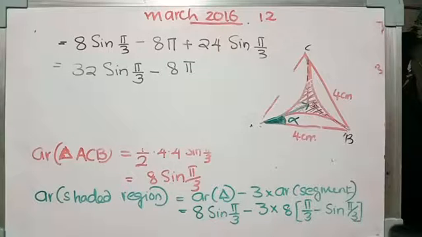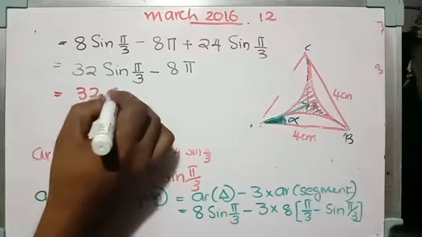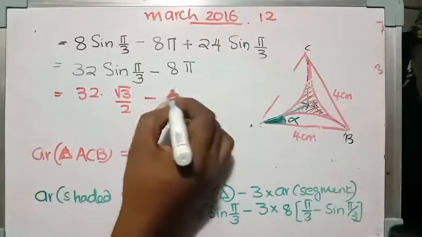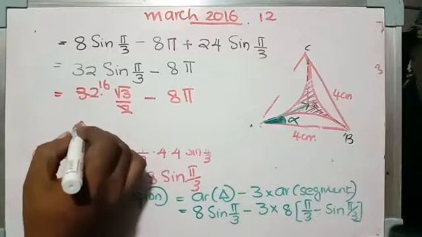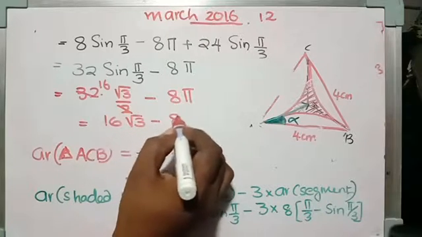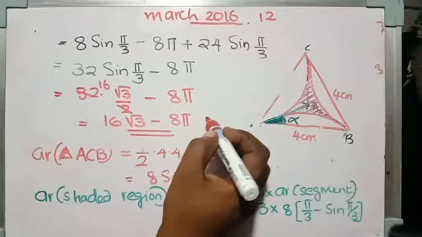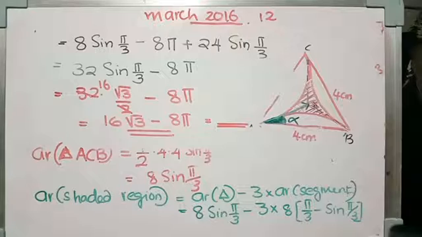And we know the value of sine pi by 3 as root 3 by 2, minus 8 pi. So we get the result as 16 root 3 minus 8 pi. You can use its corresponding decimal result also. Okay.